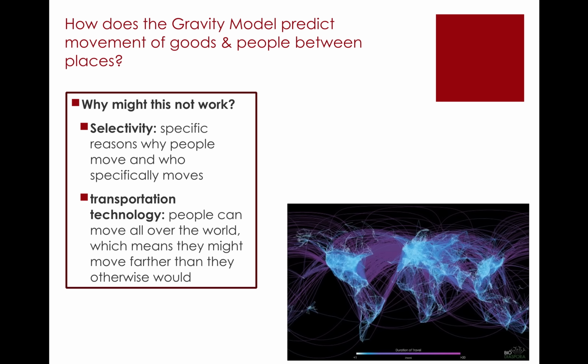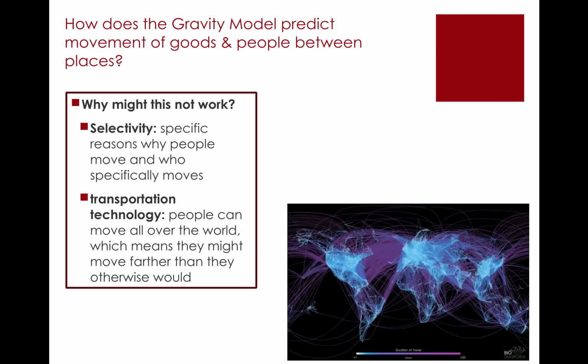That doesn't necessarily encompass the ideas of selectivity. We talked about those ideas of who's most likely to migrate at certain times. Well, that's going to influence where they go, right? Where a person with a family migrates is going to be different than where a young adult with no marital ties or children is going to go.